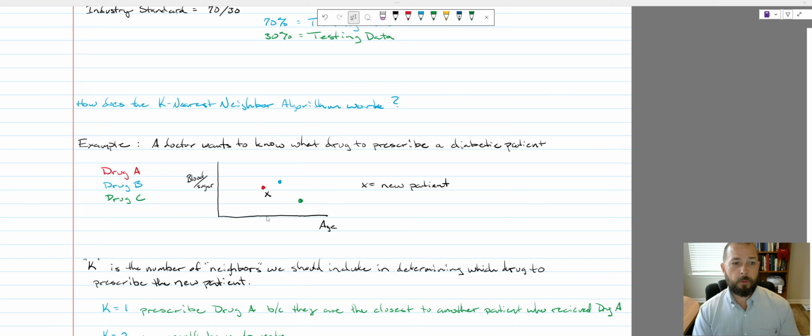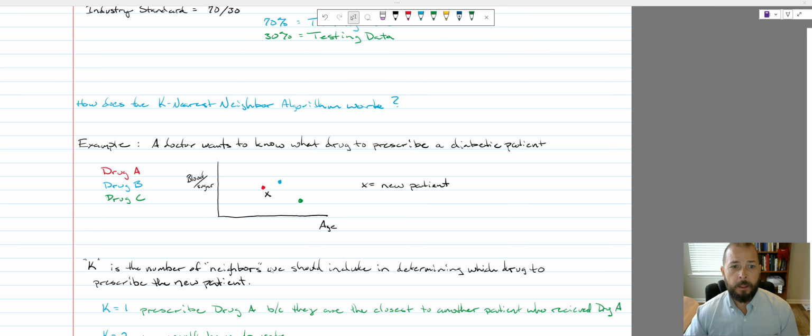And so we train a K-nearest neighbors model based on these particular attributes, and then we have a new patient that comes in, and we want to know what drug we want to prescribe them, based on the prescriptions that we have prescribed in the past. And so how do we determine that? How do we understand, or how do we prescribe this new patient? What drug do we prescribe them? We can use the K-nearest neighbors algorithm for that, where K is the number of neighbors that we should include in determining which drug to prescribe this new patient.